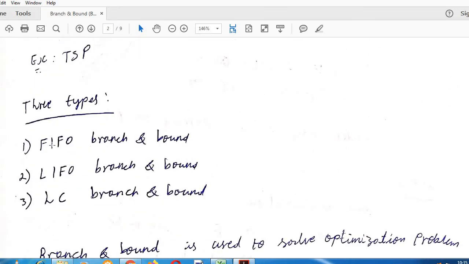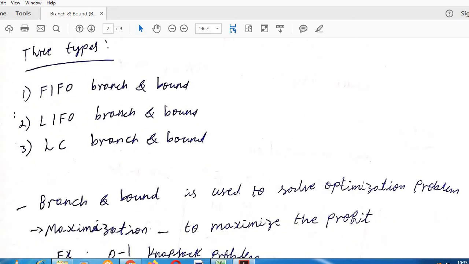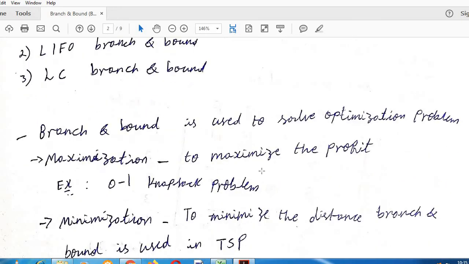I was telling you there are three types of branch and bound: FIFO, LIFO and LC, or least cost. FIFO branch and bound is implemented by a queue, LIFO branch and bound is implemented by a stack, and least cost branch and bound is implemented based on the lower bound nodes, or the nodes associated with lower cost.